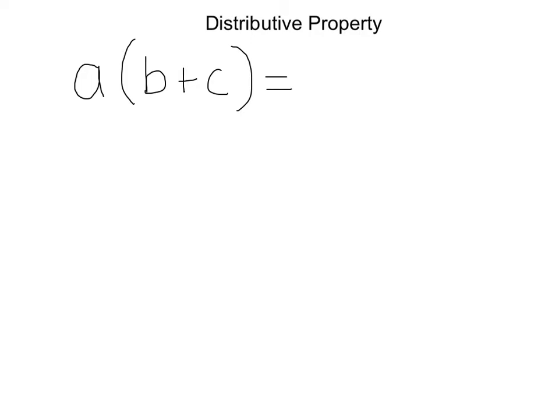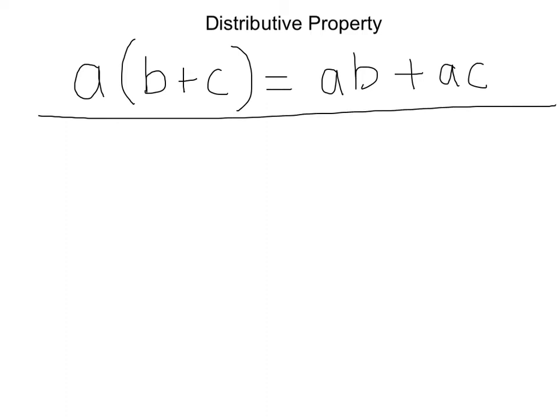So this expression says multiply the sum of b and c by the value of a. Distributive property says I can get the right solution for that by multiplying each term inside the parentheses by a. So a times the sum of b and c is equal to a times b plus a times c. This is the general rule. I know you're familiar with it.